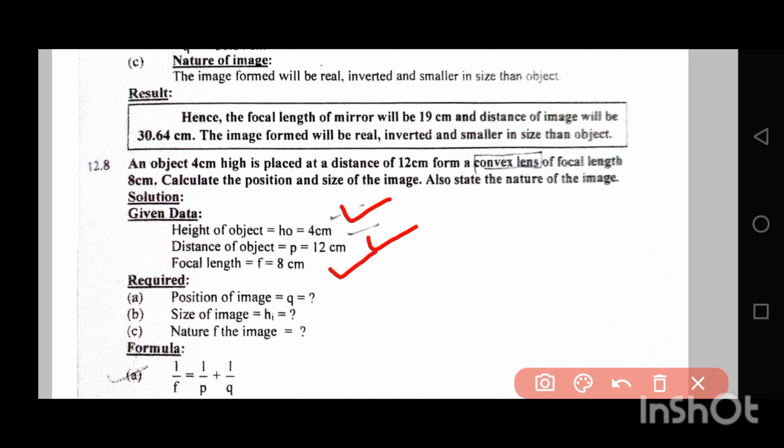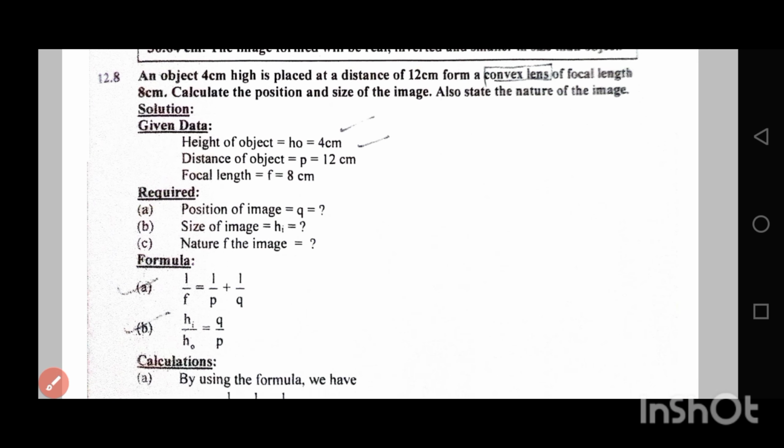As we use a convex lens, and a convex lens is a converging lens, its focus is real, so its focal length will be positive. So dear students, we need to calculate the position of image, that is Q, and size of image, that is HI, and the nature of the image. We use the formula 1 over f is equal to 1 over p plus 1 over q to find the distance of image from the lens, and to calculate height of image we use the formula hi over ho is equal to q over p.